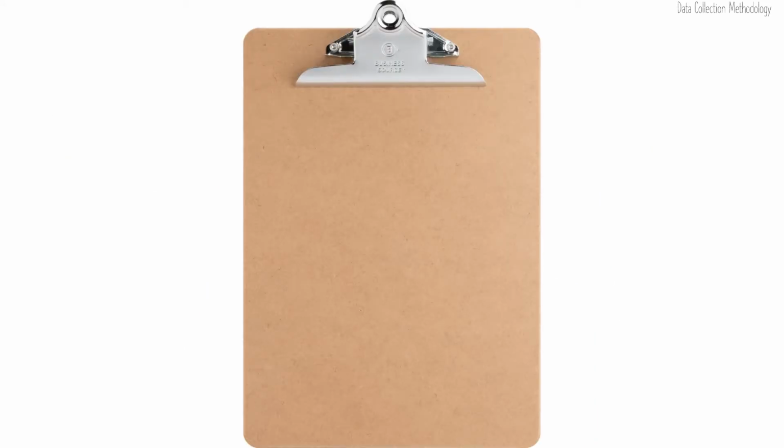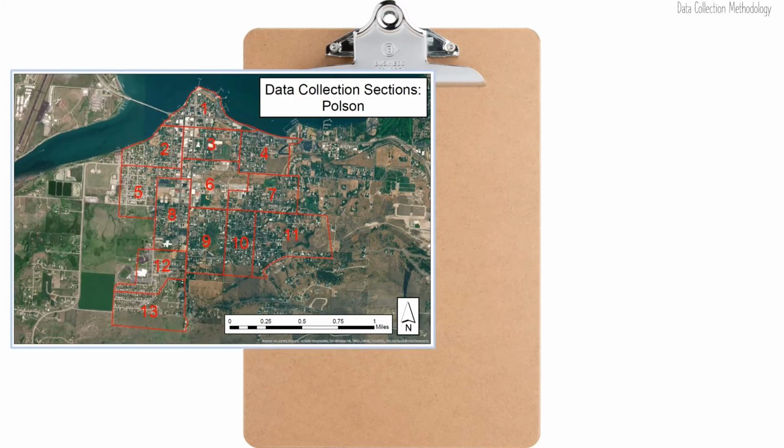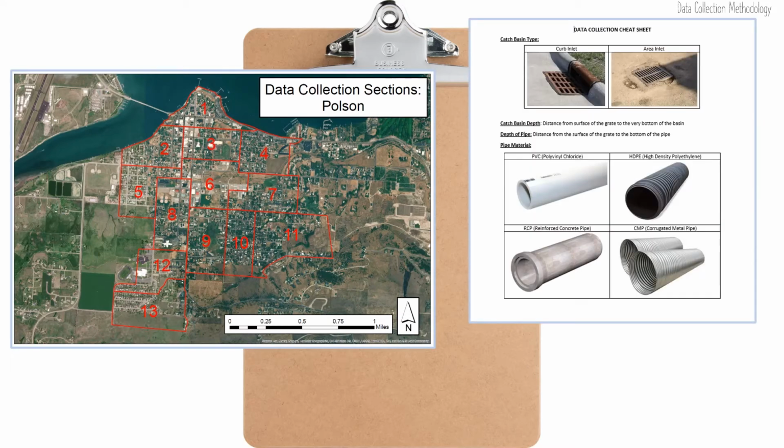First, on the clipboard are some really important references. You'll find the map of Polson with all of the sections labeled, which you can use to help orient yourself if you forget the exact location of your sections. You'll also find something I've termed the data collection cheat sheet, which has the definitions of some of the terms on the catch basin data sheets and images of some things that may help you along the way. Specifically, the differences between curb inlets and area inlets, and all the different pipe materials are shown on this cheat sheet. Reference this whenever you're not sure about what something on the catch basin data sheet means.